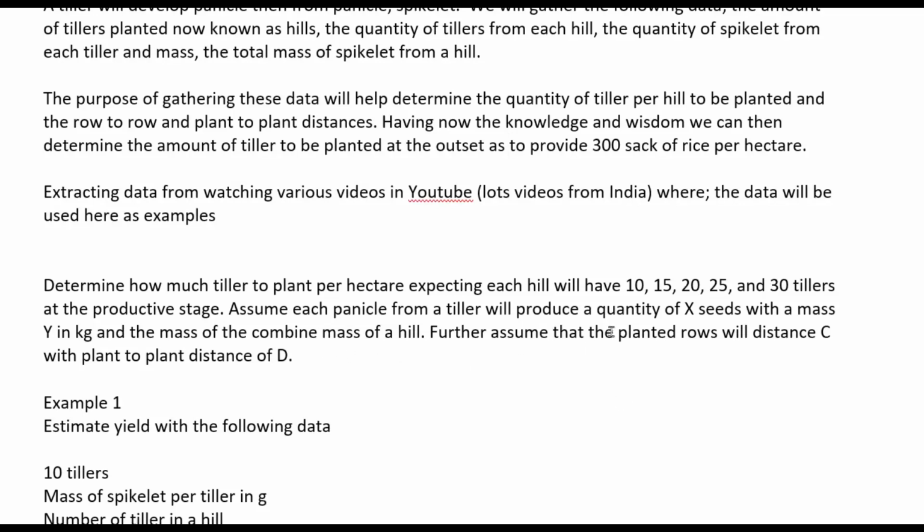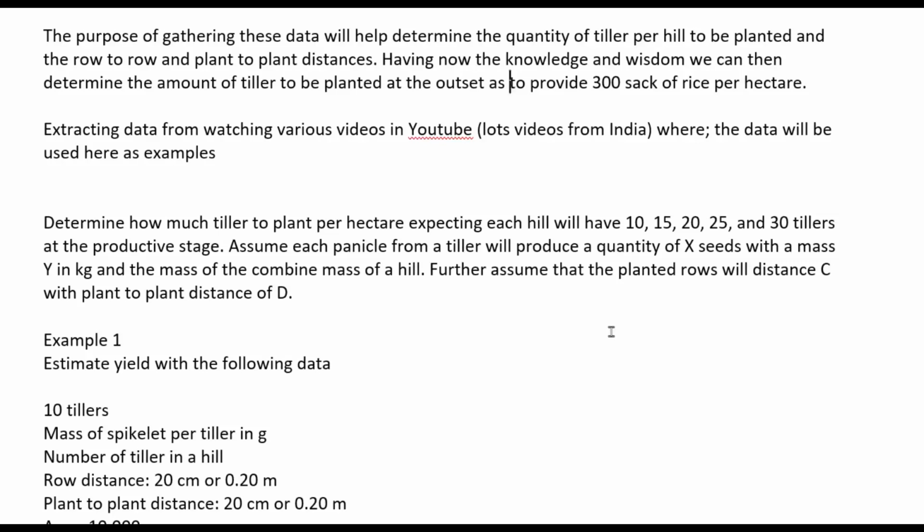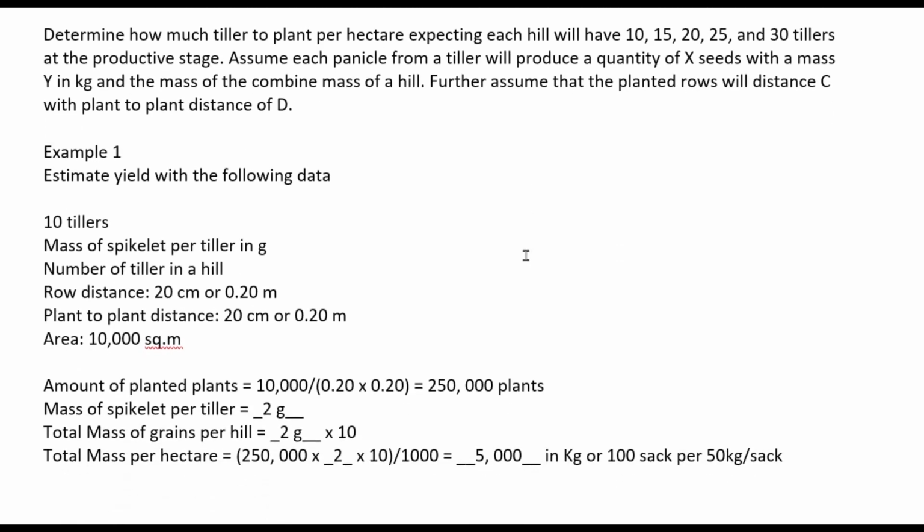And we can quantify it, stuff like that. I won't go into that detail. You can read for yourself my thought. So as an example, we want to estimate yield with 10 tellers, productive tellers. And we go out into the field, or you can say, well, what if, suppose the mass of spikelet per teller is 2 grams.